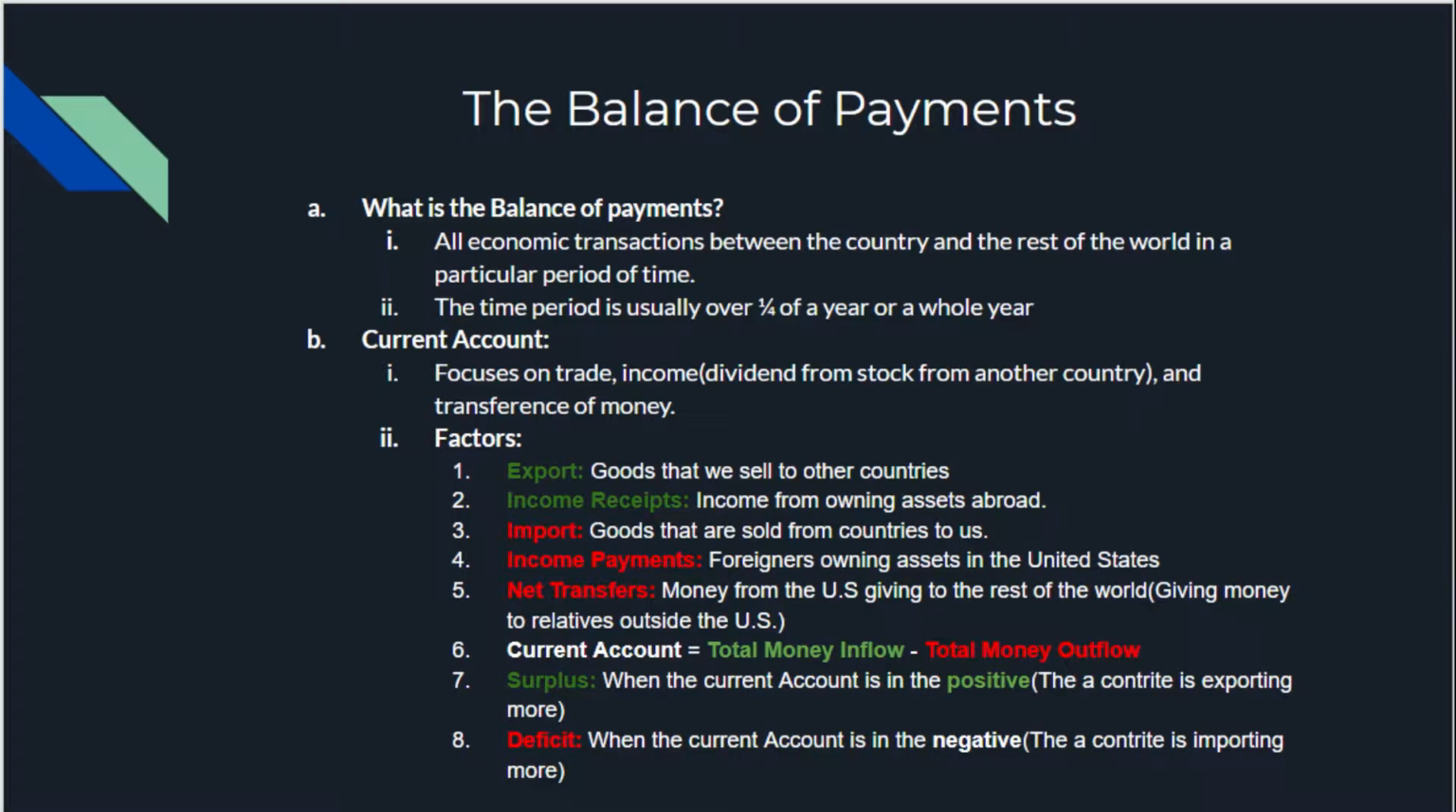The balance of payments. What is the balance of payments? The balance of payments is all economic transactions between the country and the rest of the world in a particular period of time. This period of time is usually a quarter of a year or a whole year.